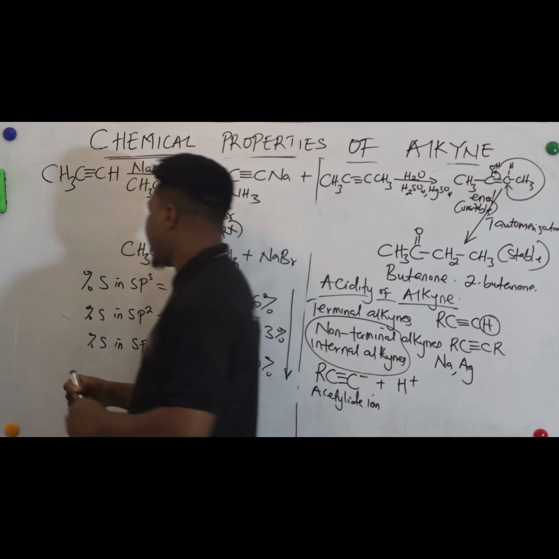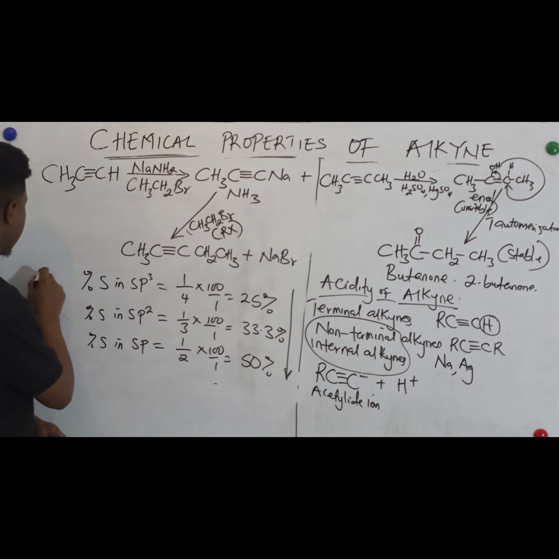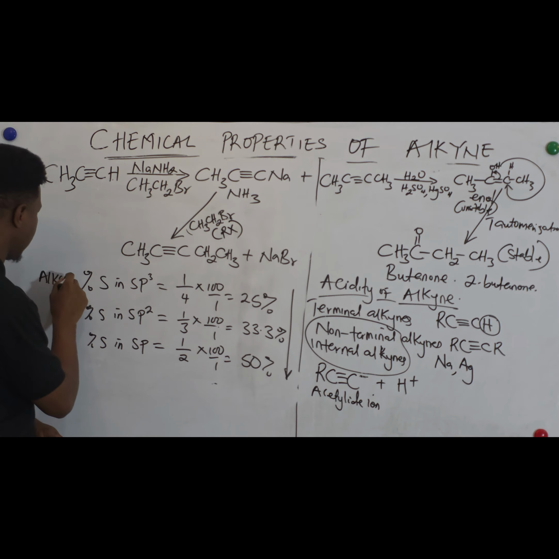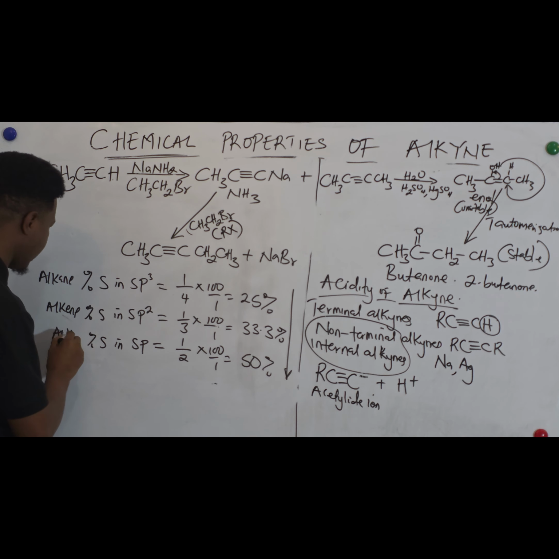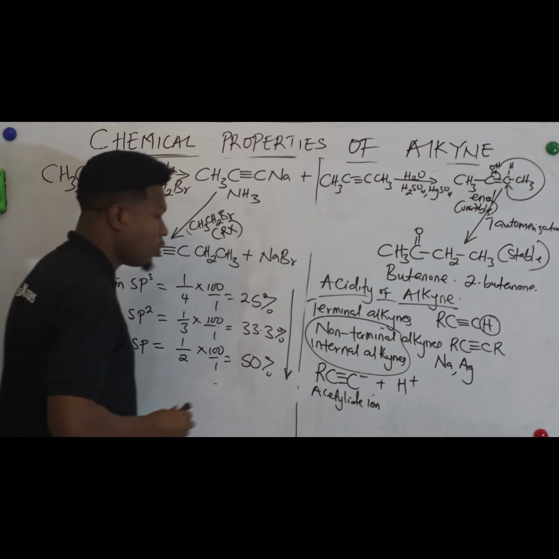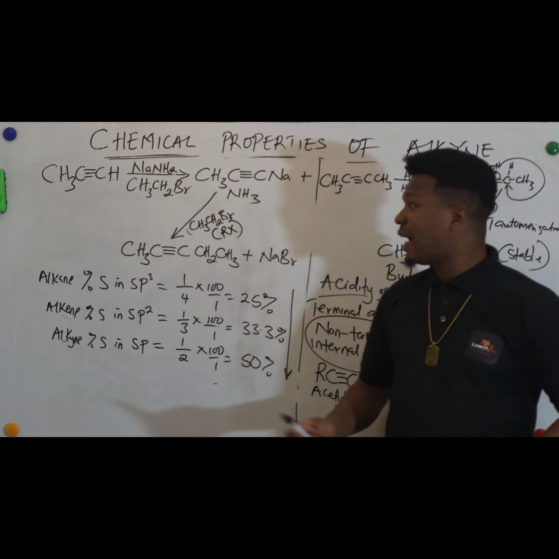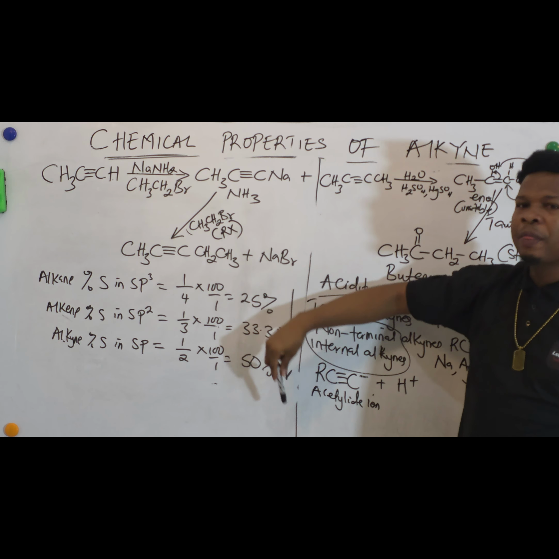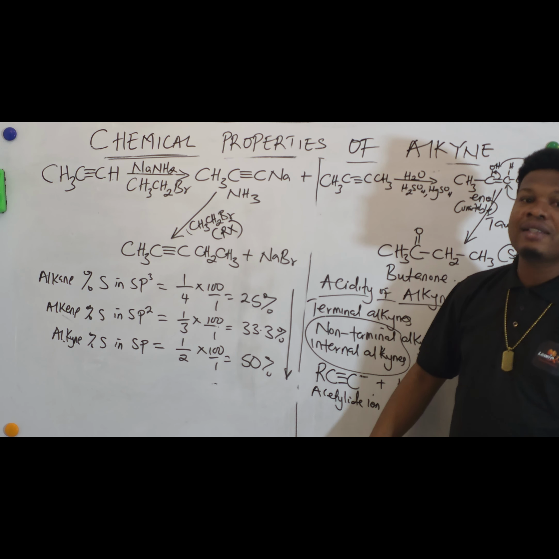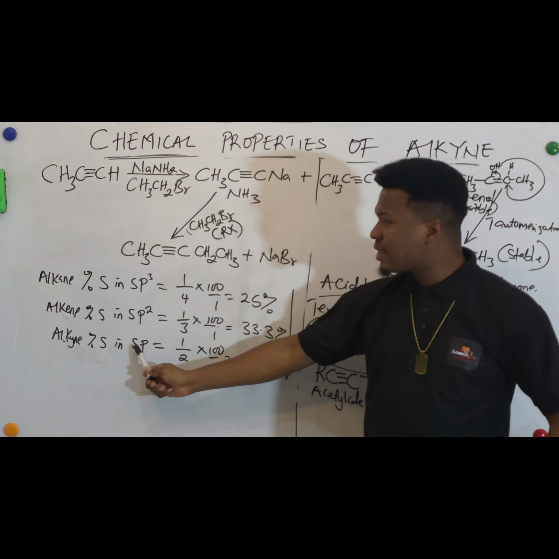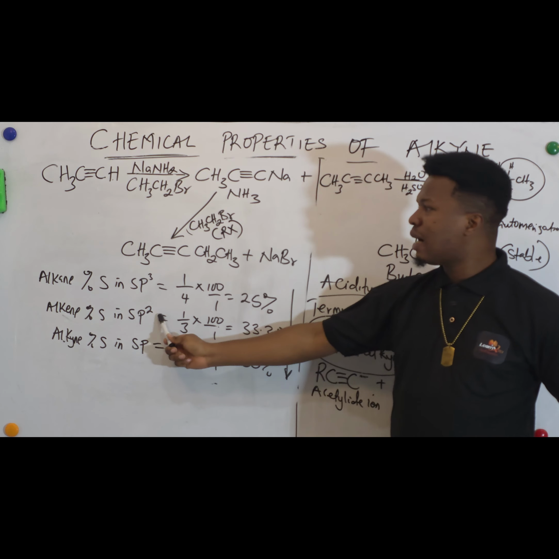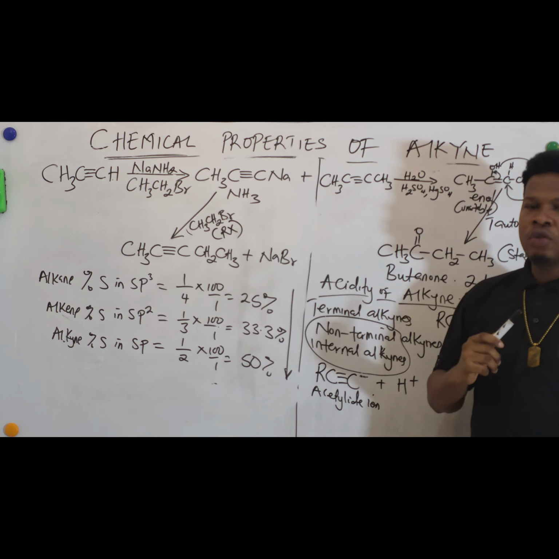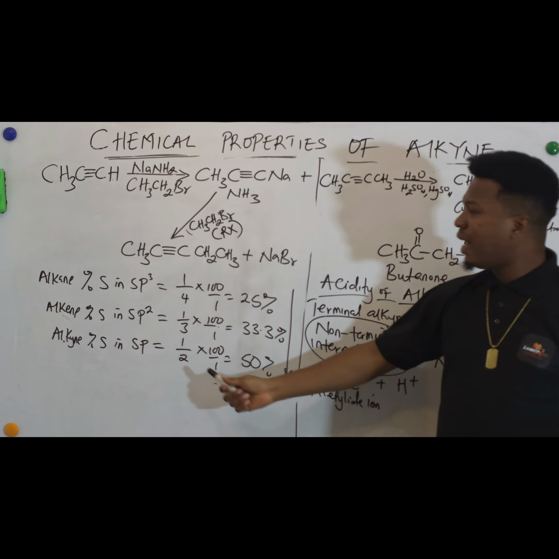So this first one is peculiar to alkanes, this one is peculiar to alkenes, and this one is peculiar to alkynes, right? As the percentage S character increases from alkane to alkyne, their acidity also increases. So alkynes are more acidic than alkenes, and alkenes are more acidic than alkanes. So in terms of acidity, alkynes are the most acidic.